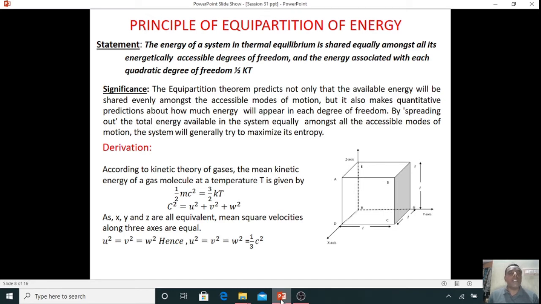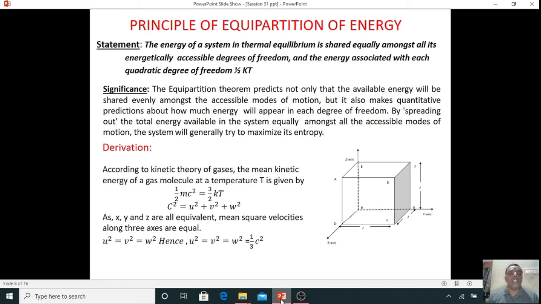What is the significance of this? The equipartition theorem predicts not only that the available energy will be shared evenly among the accessible modes of motion, but it also makes quantitative predictions about how much energy will appear in each degree of freedom. By spreading out the total energy available in the system equally amongst all the accessible modes of motion, the system will generally try to maximize its entropy. This is the significance of the principle of equipartition of energy.